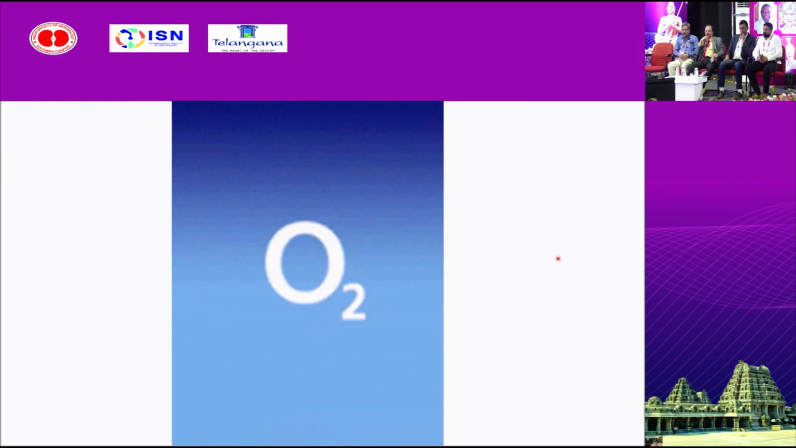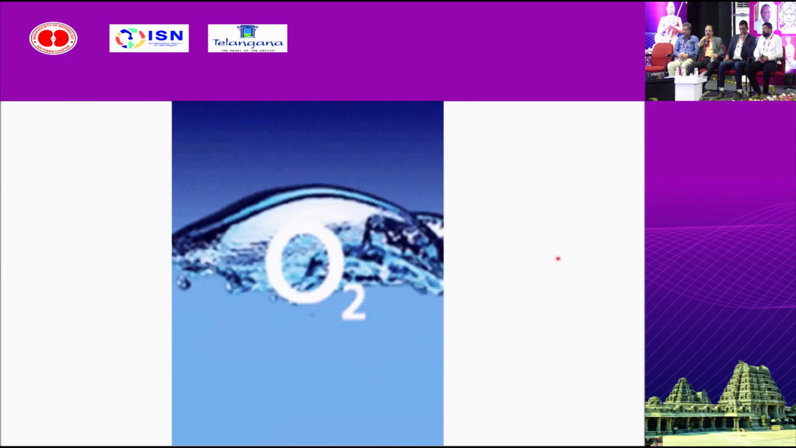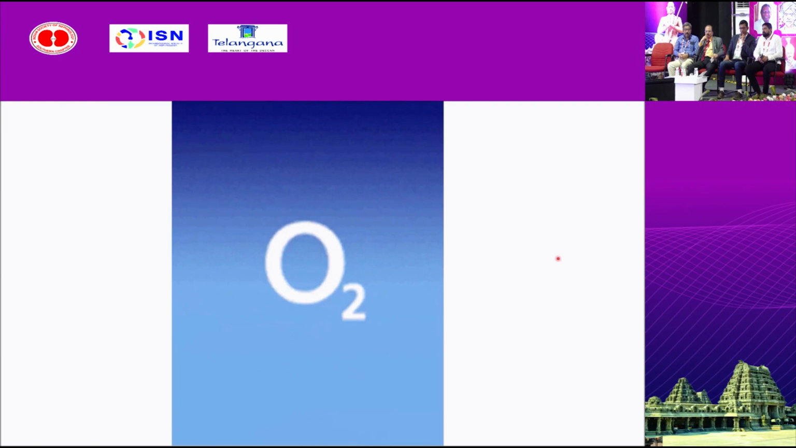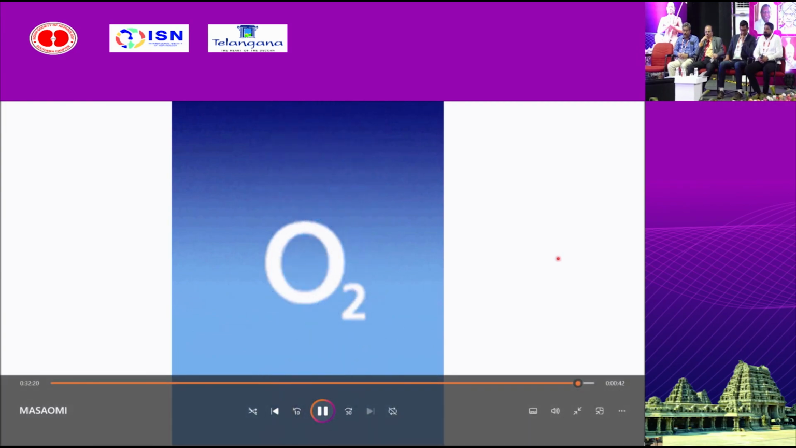Oxygen is very important, and we have to treat anemia in CKD in an appropriate manner. And now we have HIF-PH inhibitors to treat anemia in CKD. We have to use these reagents in an appropriate manner.